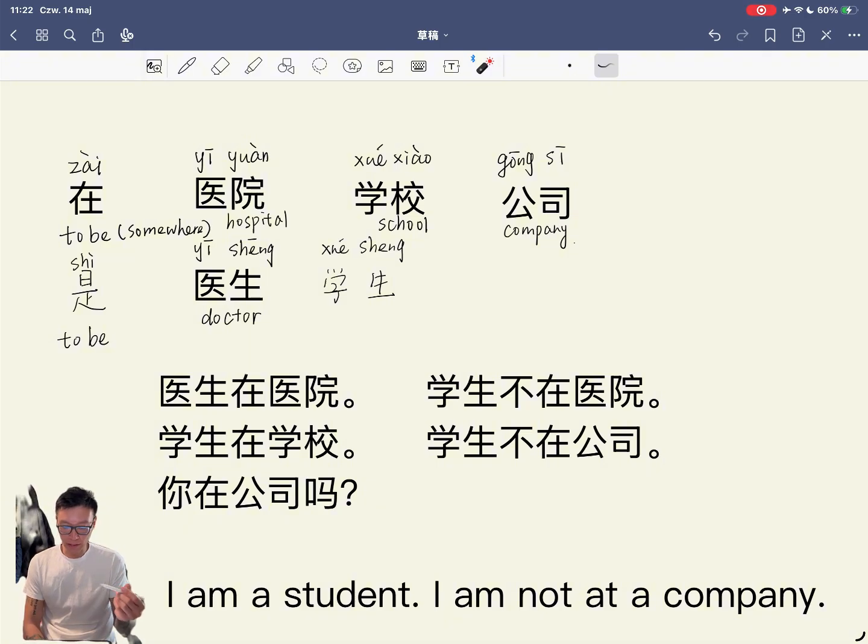All right, next one. 学生不在. So the student is not somewhere, and we have a place after it. Do you still remember what it is? It's 公司, company. So the student is not at the company.